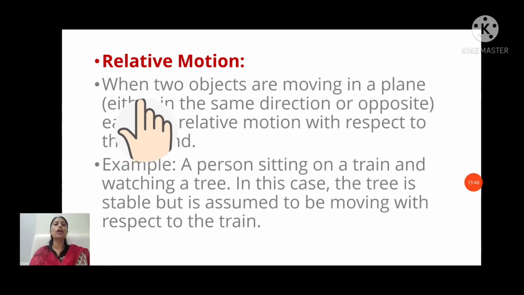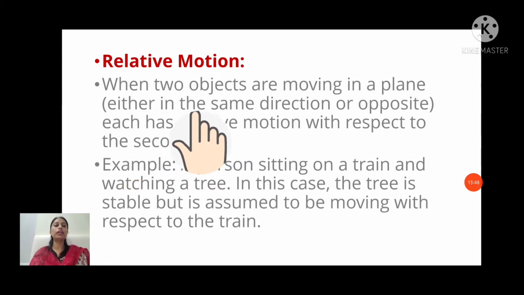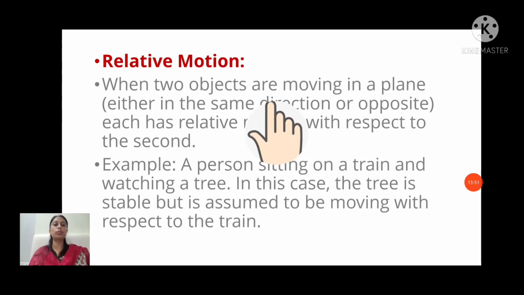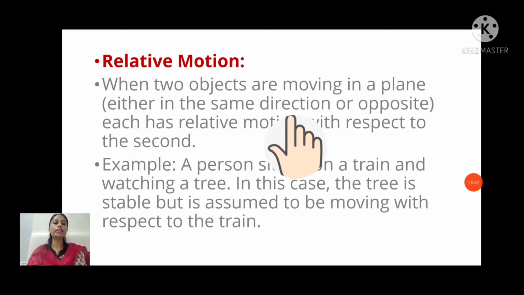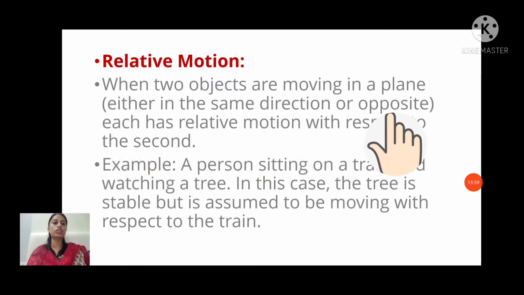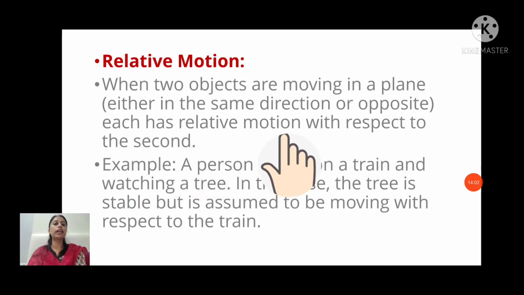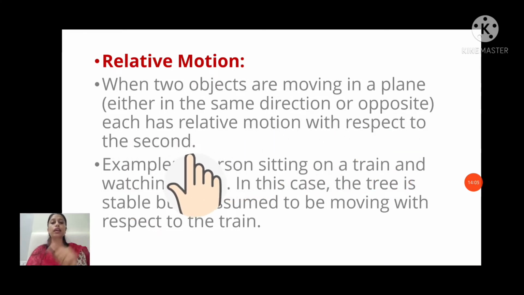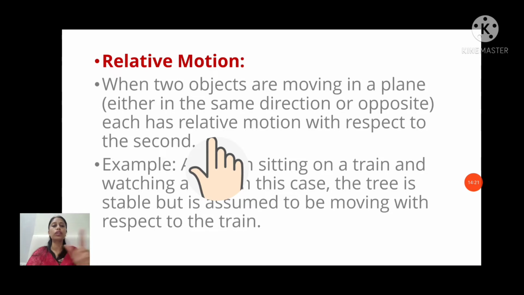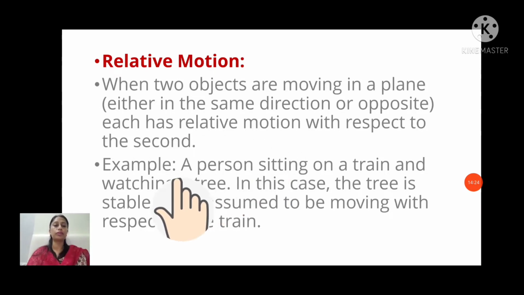So let's start. When two objects are moving in a plane, either in the same direction or in the opposite direction, suppose you have to consider two objects moving in a plane. Each has relative motion with respect to the second, meaning each one is related to the other in their motion, and the other is related to the first. They are interrelated in their motion.